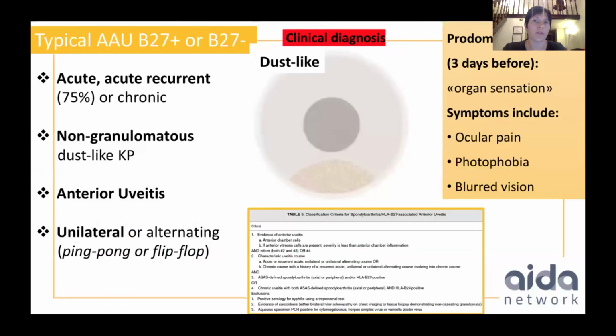The majority of ankylosing spondylitis-associated uveitis or enthesitis-related uveitis cases present as acute non-granulomatous anterior uveitis, which may be monophasic or recurrent, unilateral, alternating unilateral, or more rarely bilateral. The inflammatory episode is often highly symptomatic, with photophobia, pain, and blurred vision, typically preceded by characteristic prodromal symptoms within 3 days of onset.